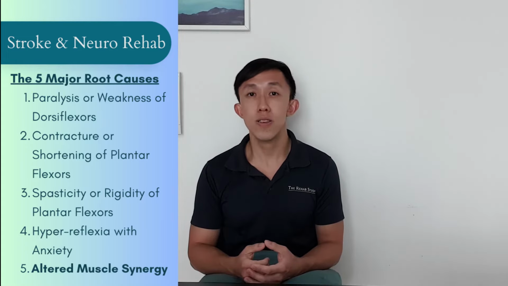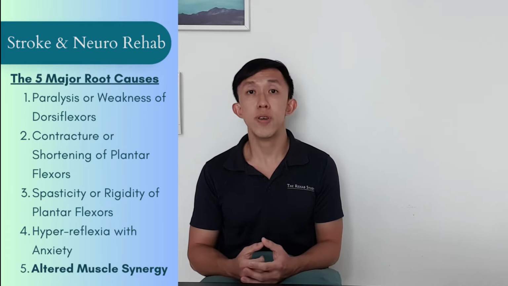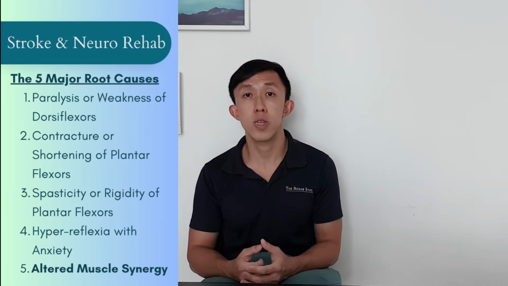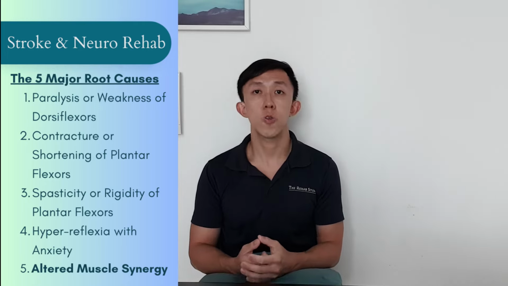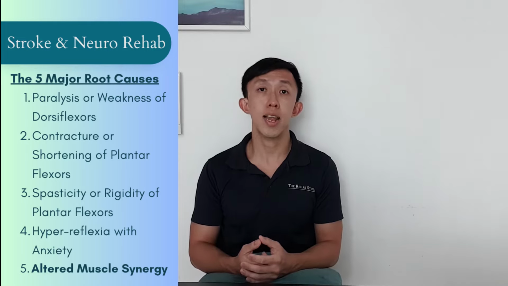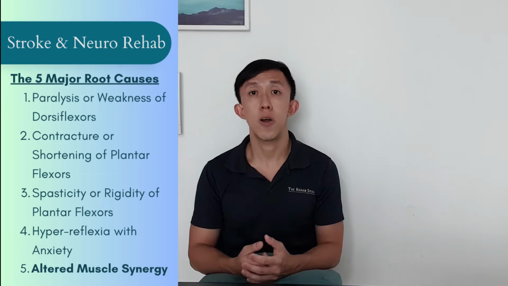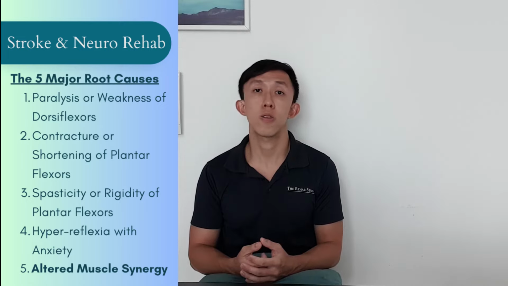Lastly, the altered muscle synergy. A muscle synergy is the activation of a group of muscles that contribute to a particular movement. For stroke and neuro patients, their muscle synergy can be altered due to their underlying neural deficit, for example, muscle weakness, poor coordination, loss of sensation, and so on.